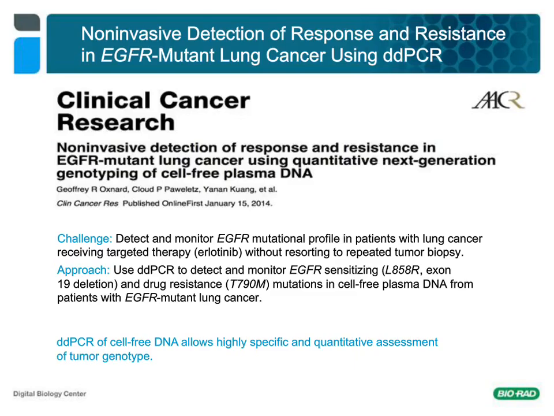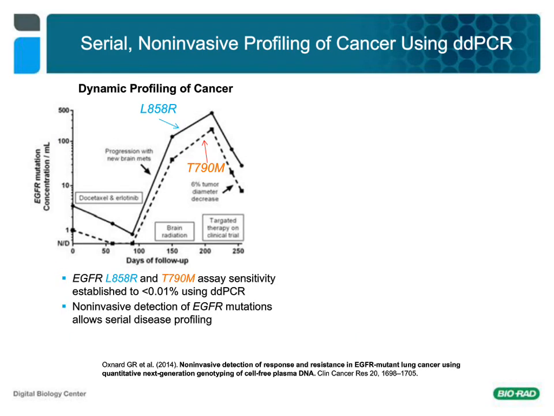EGFR in lung cancer. First, they use conventional assay validation approaches to establish sensitive detection of EGFR L858R and T790M mutations, down to less than 1 in 10,000 copies using ddPCR. They then apply these assays to plasma from lung cancer patients undergoing therapies. One example of this profiling is shown, and you are able to see a serial non-invasive mutation detection during treatment, including the rise of mutational load as brain metastases evolve.